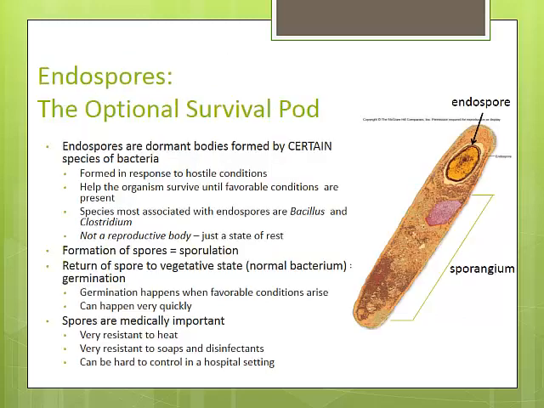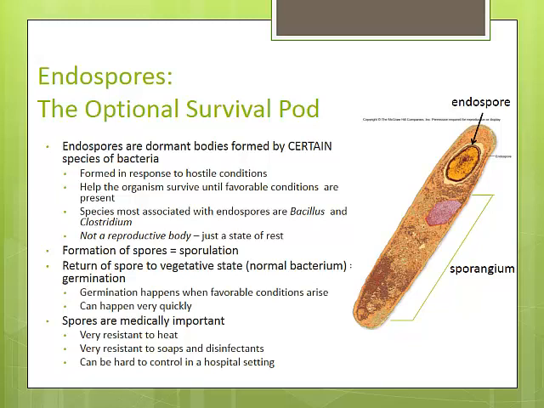So some bacteria have the really cool superpower of being able to form what we call endospores. And it's an optional survival pod. It is a way for bacteria to survive times when they don't have what they need in the environment to survive. They don't have the right temperature, the right pH, there's not enough nutrients, there's not enough water. And so at that stage, certain species of bacteria can form these endospores, which are dormant bodies, meaning they're going to kind of go to sleep.